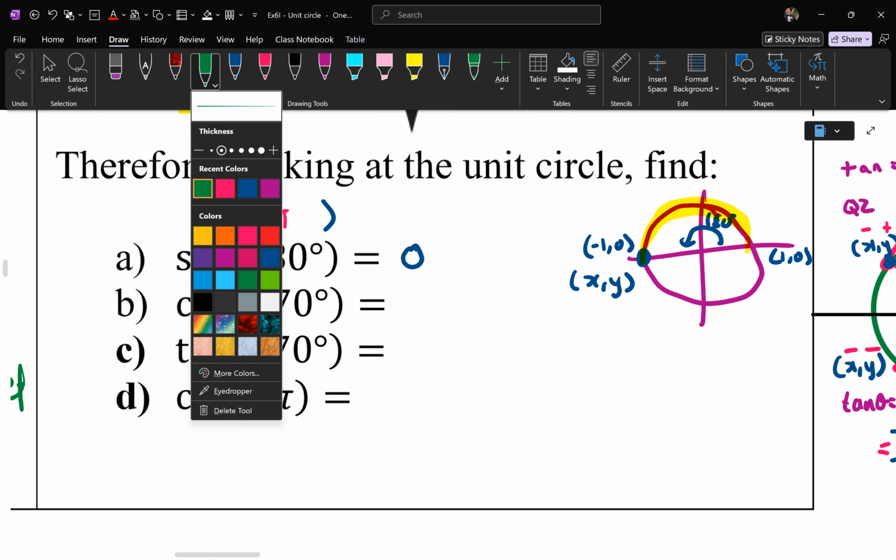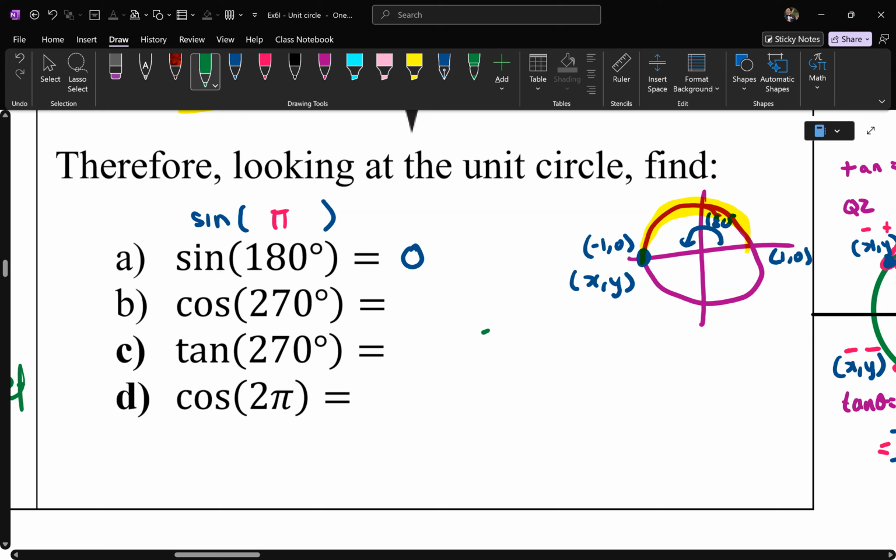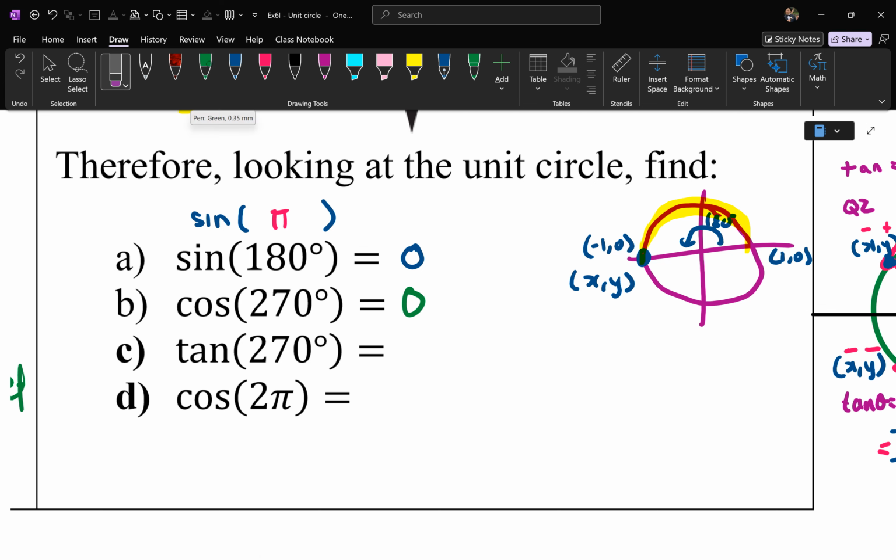Hopefully you got cos of 270 degrees should be 0. Yes, 0, because 270 degrees is here. That's 0, -1 at that point. Because 1 unit length down, so x is 0, y is -1. So clearly when you say cos, you're asking what's the x coordinate. So it has to be 0.